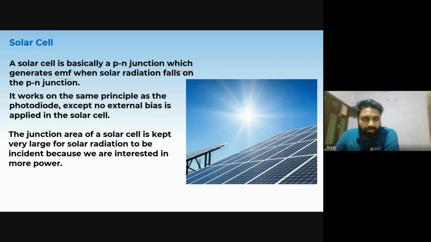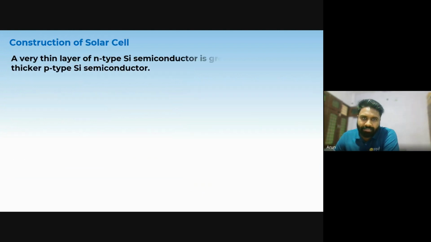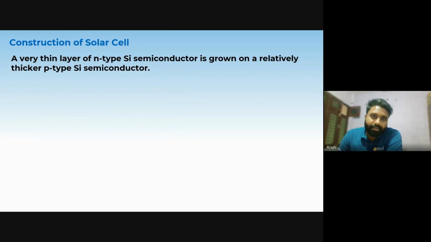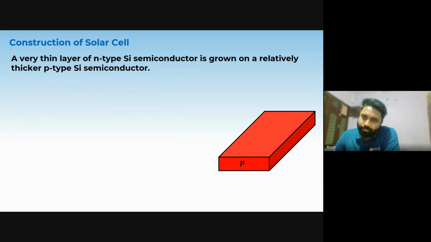Now, the junction area of the solar cell is kept very large. Why should that be the reason? So the maximum amount of light will fall on it, so we have more power. Okay. Construction: if you look at the solar cell, we have a very thin layer of n type Si semiconductor. We have used Si here. You can also use anthracene and selenium. Okay. And this is the p type semiconductor that we have used.